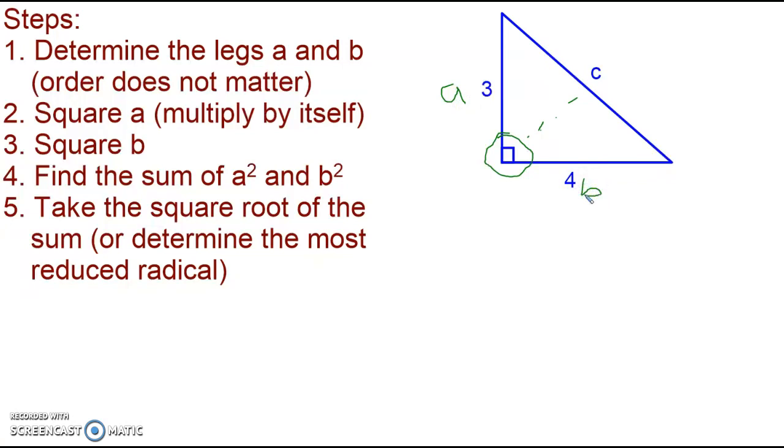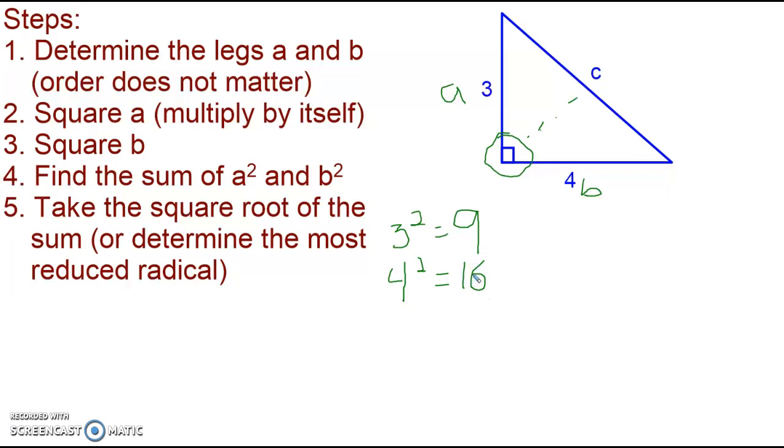Next thing we need to do is square A. Remember that squaring means to multiply by itself, so I determined that 3 is A. So I'm going to do 3 squared, which is equal to 9. Our next step is to square B. So I'm going to do B, which is 4 squared. Remember, we're multiplying it by itself, so 4 times 4 is 16.